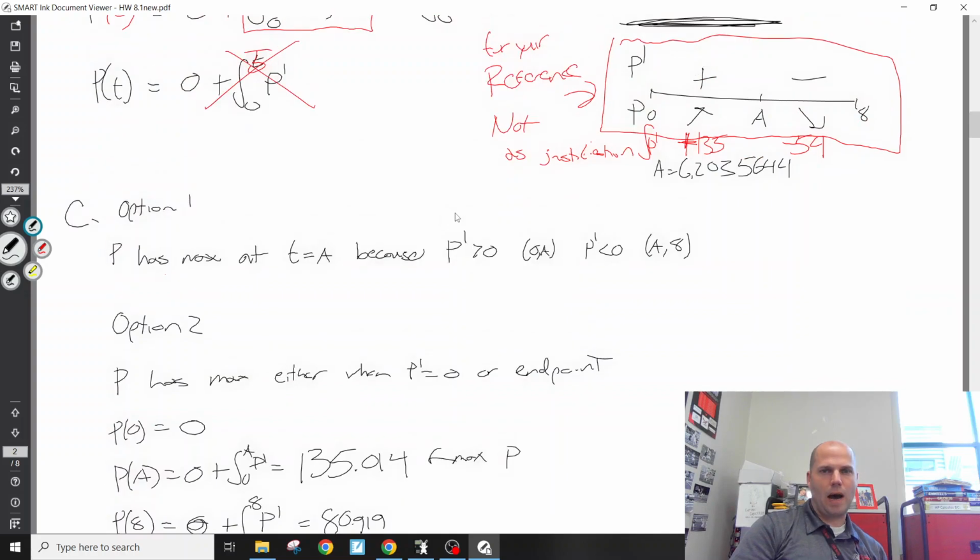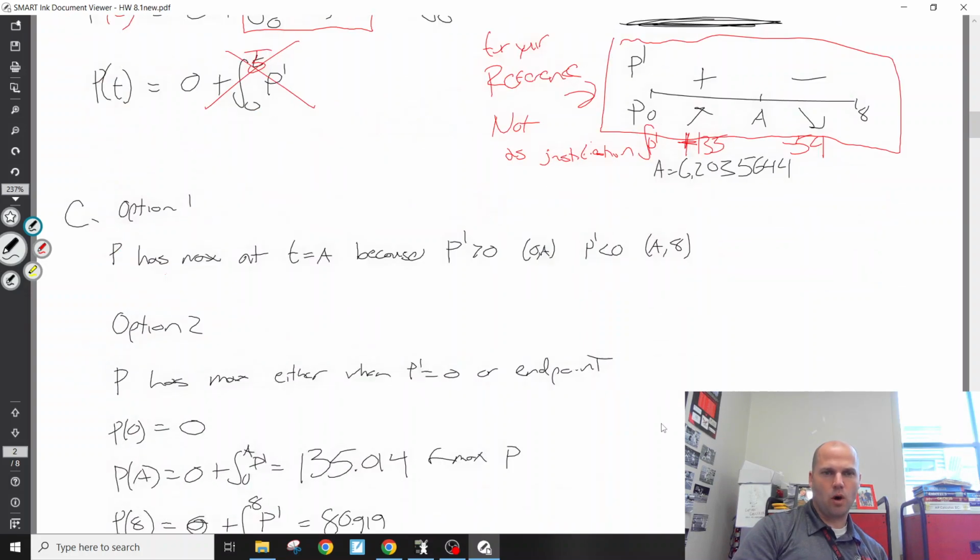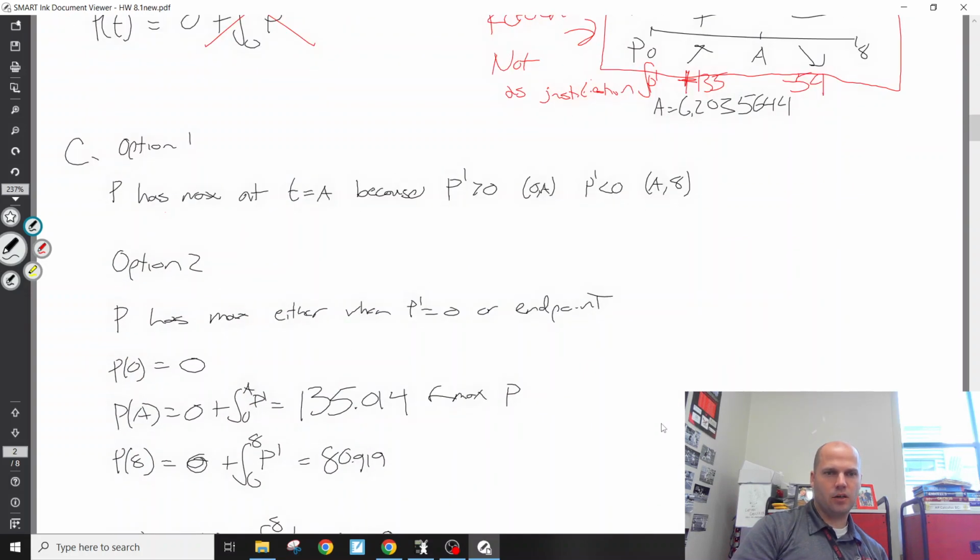Cool. So 2 options for maxes and mins. If there's one candidate, boom, you're done. You just express the candidate and you win. Or if you want to always stick with the candidates test, here's your candidates test.